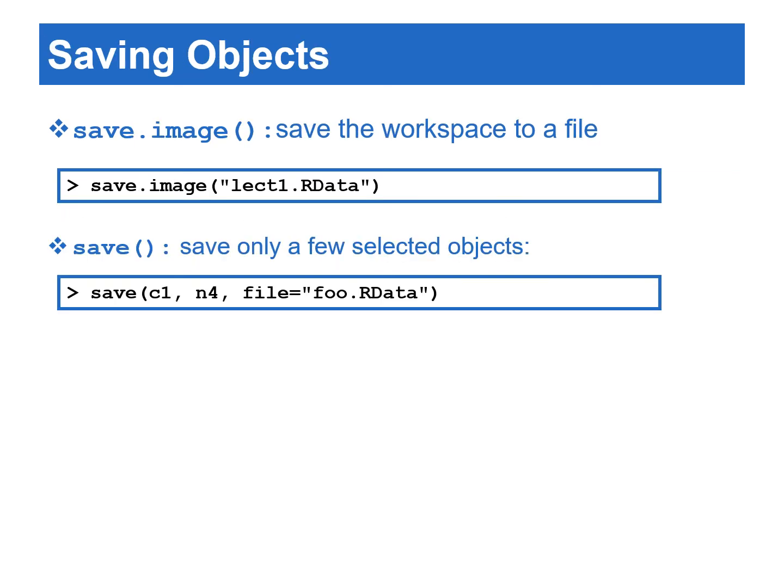To save objects to a file, we can use the save.image function. For example, the first command saves all the objects to a file named lect1.rdata. Instead of saving all the objects, we can also save specific objects by using the save function. For example, the second command saves C1 and N4 objects to a file named foo.rdata.